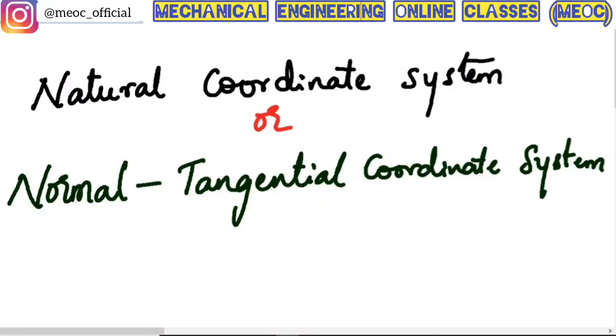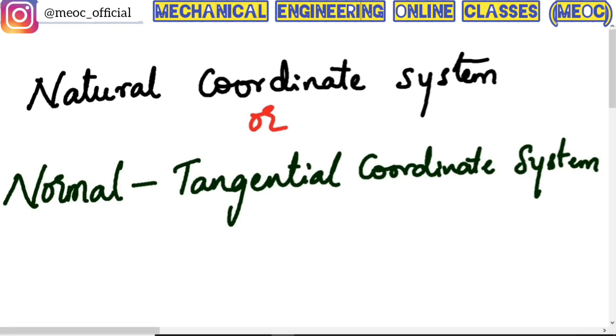Today let us see what is called a natural coordinate system. Natural coordinate system has its abscissa and ordinate as normal and tangential components of acceleration. Hence, natural coordinate system is also called normal and tangential coordinate system. So this type of coordinate system is used to study curvilinear motion.